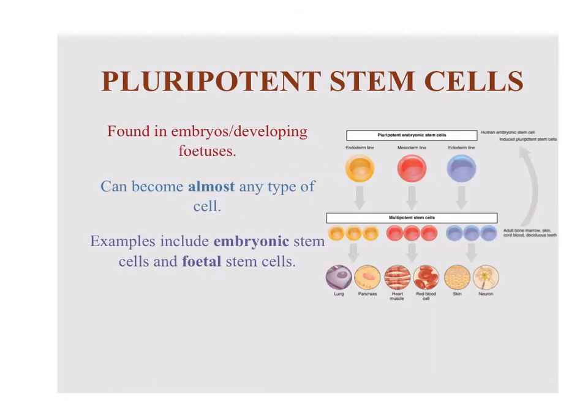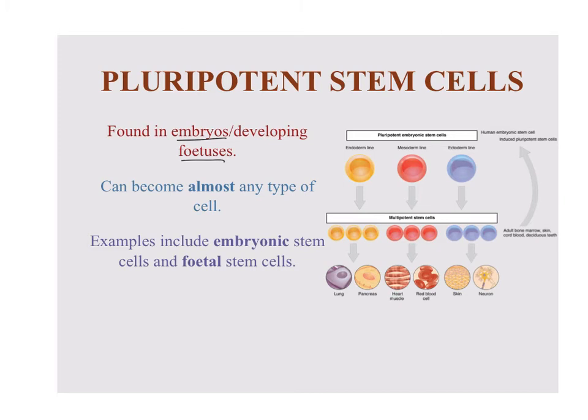Pluripotent stem cells are found in the early embryo and as a fetus develops, and these can become almost any type of cell. So they can't become a full human, but they can form all of the tissue. So if a pluripotent stem cell breaks off, it's probably just going to die. Whereas if a totipotent stem cell part of that morula starts to break away, that's generally how we become twins.